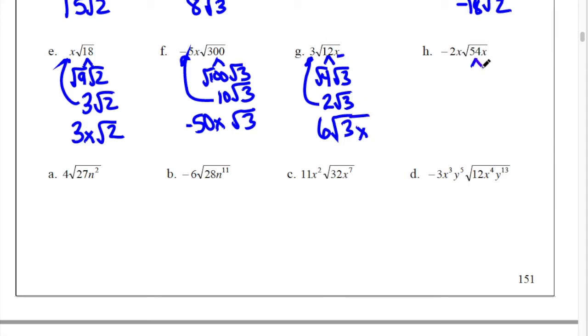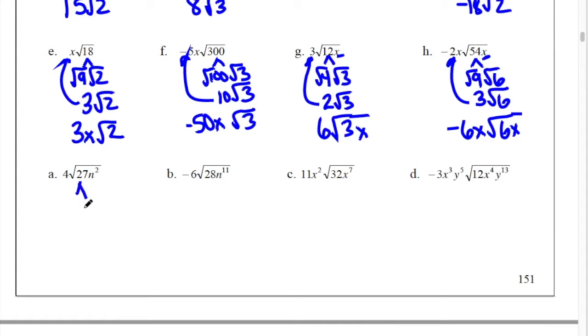For 54, we have the square root of 9 times the square root of 6, which is 3 root 6. 3 gets combined with negative 2x to be negative 6x root 6. The x stays inside the radical sign for a final answer of negative 6x root 6x.